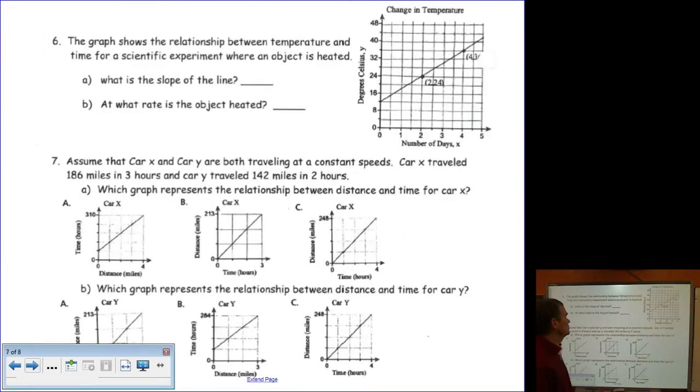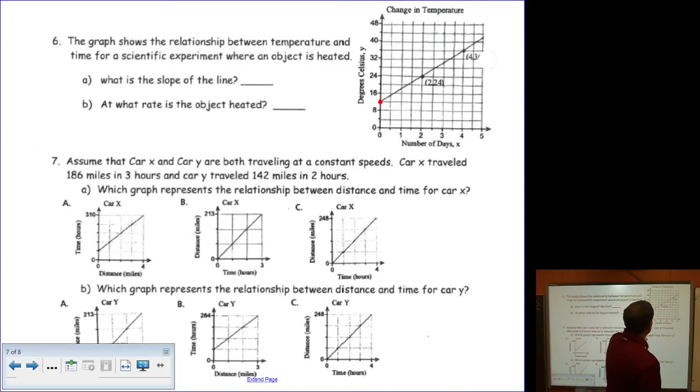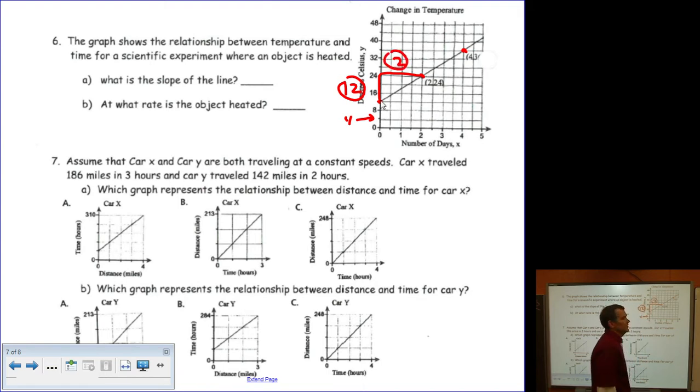Number 6, the graph shows the relationship between temperature and an object being heated. What's the slope of the line? So it looks like there's a good point here, and of course here and here are marked. And if I was going to do the slope, I would do the rise over the run. Notice that the y-axis is going by 4s. So this would be 4, 8, 12, a rise of 12. The x-axis is going by halves. So it'd be a half, 1, 1 1/2, 2. So the slope would be 12 over 2, which is 6.